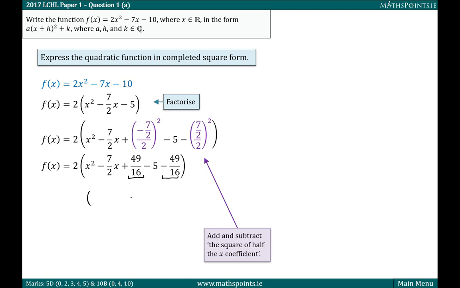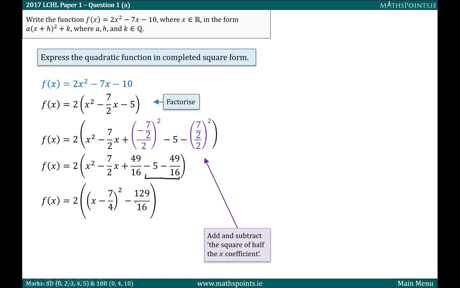Now, to get the bracket squared, all it is we took the coefficient of the x and we halved it. And that's what always goes in the bracket as the second term. That's just going to be x minus 7 over 4. So let's go and have a look at the next line. So that's 2(x − 7/4)². And then minus 5 minus 49 over 16. That's minus 129 over 16.